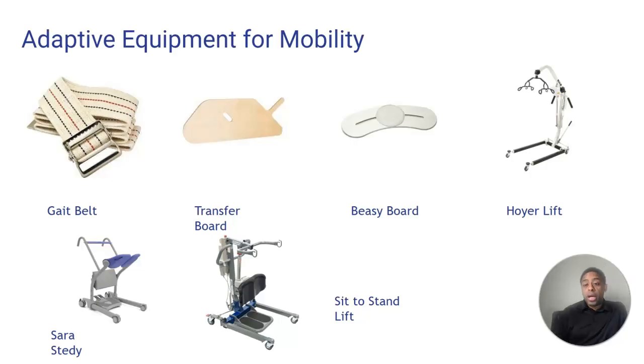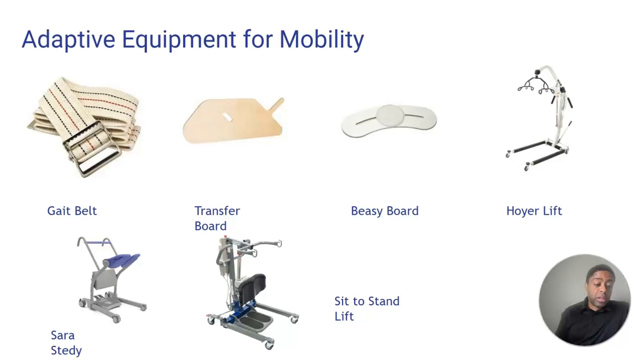A Hoyer lift, the one right next to the Beasy board, is a Hoyer lift. It requires a sling that gets placed under the person. The sling then gets connected into one of those hooks that you see. And then, of course, that lever in the back bottom of the machine is a crank lever that lifts the person up, and then you move the person into whatever they need to sit on. There are electrical versions of it as well.